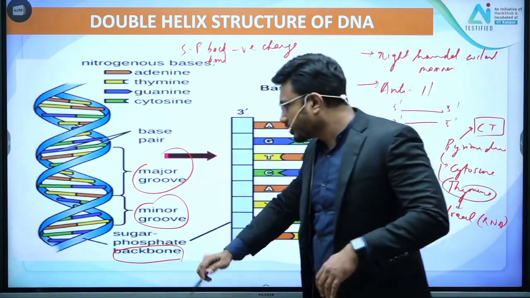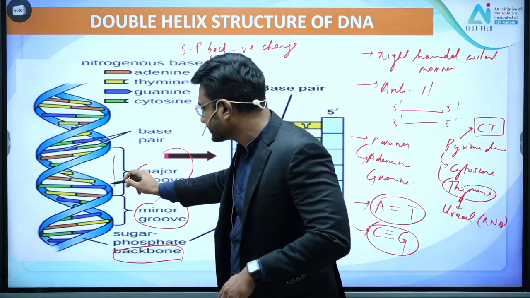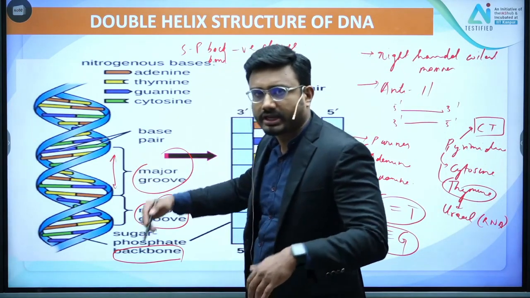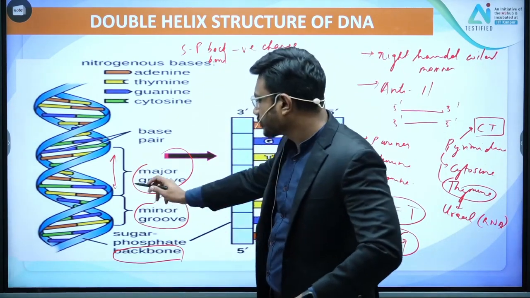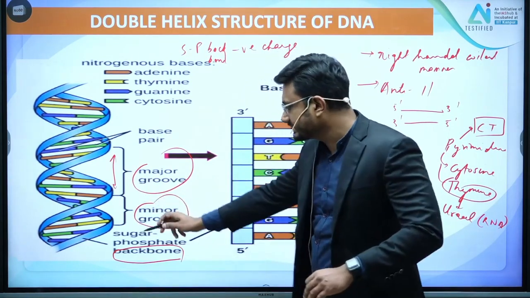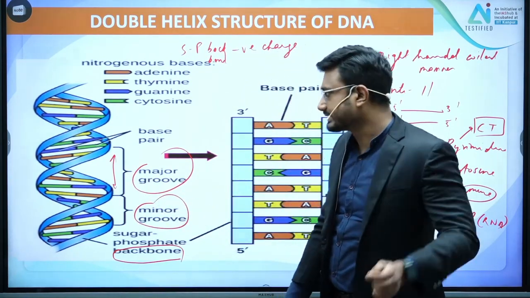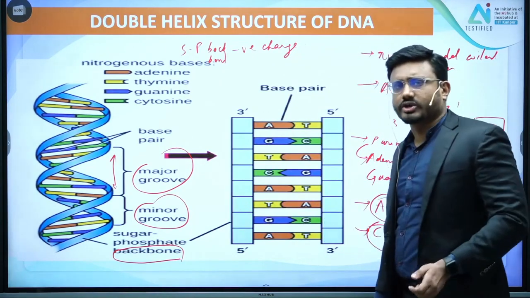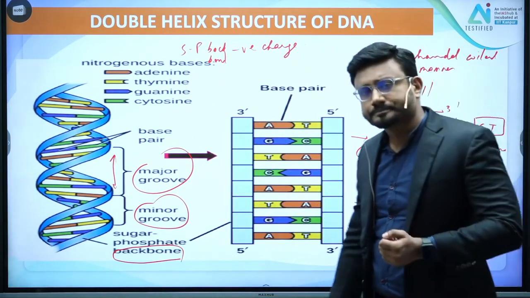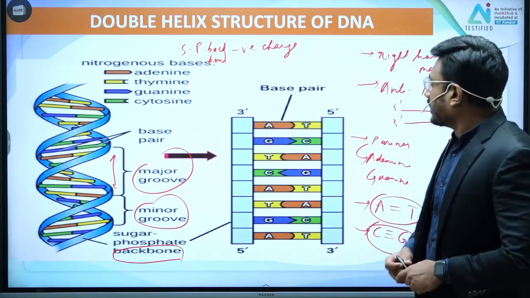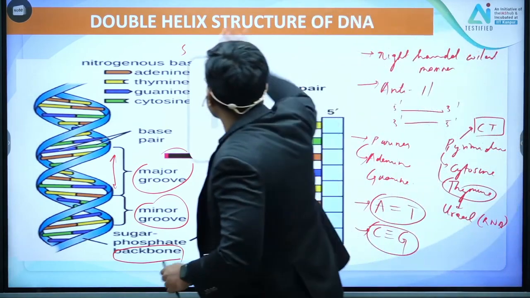So the major groove here is representing that the distance between the sugar phosphate backbone is more, whereas the distance in the minor groove is less. So now we have discussed all the important points of the double helix model. So now let us move to the next concept.